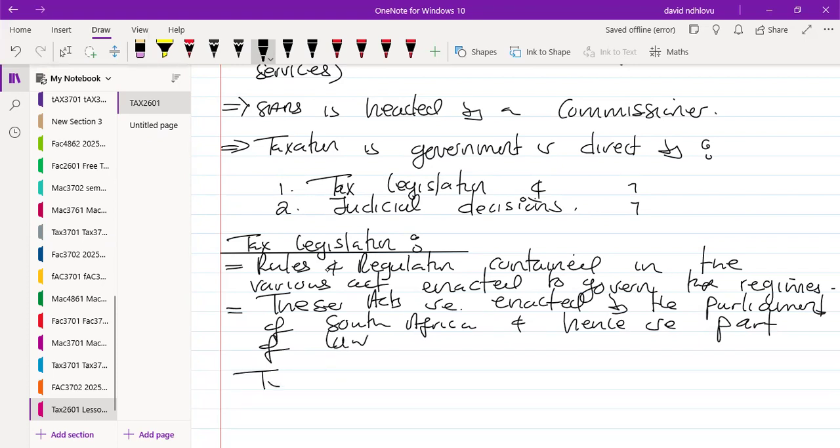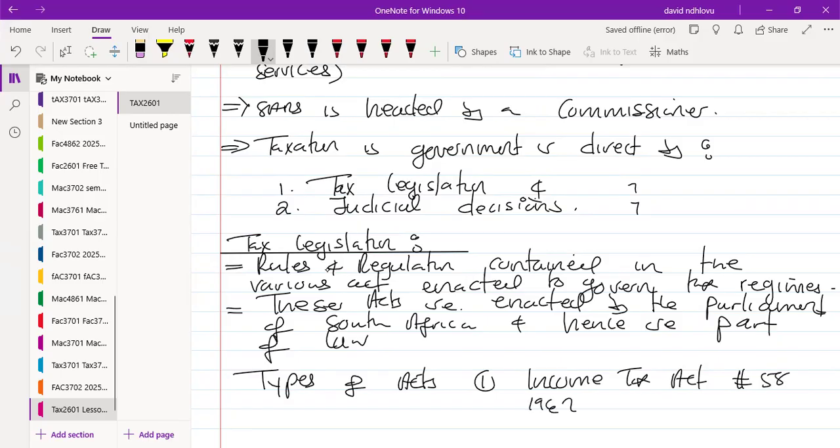Right, so types of acts that we have. We've got the Income Tax Act, number 58 of 1962, if I'm not wrong. Let me check properly the date of the act. It's provided, I think if you go to a study guide you'll find it. I will check it in a textbook here and see if I can find it.